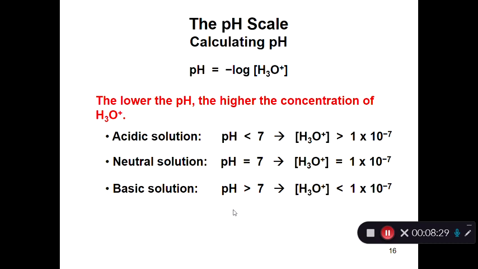A pH smaller than 7, we call acid. A pH greater than 7, we call base. A pH of exactly 7, we call neutral. These are conventions that we consider. Lower pH means a smaller number, and a smaller number means a more acidic solution.